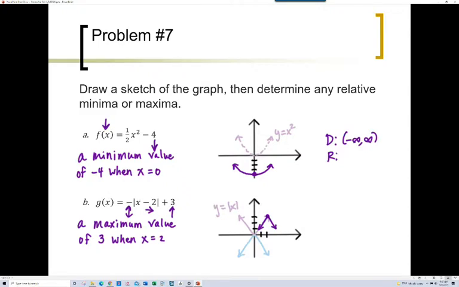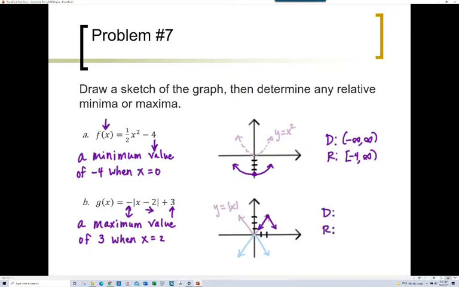Now with range, remember you go from the lowest point to the highest point. And we do have a lowest point, and the y value there is -4. But this graph does go up forever, and so there is no highest point, and so we say our range would go from -4 to infinity. If you look at the y values on all the points on this graph, they're going to be as low as -4, but there is no highest y value.